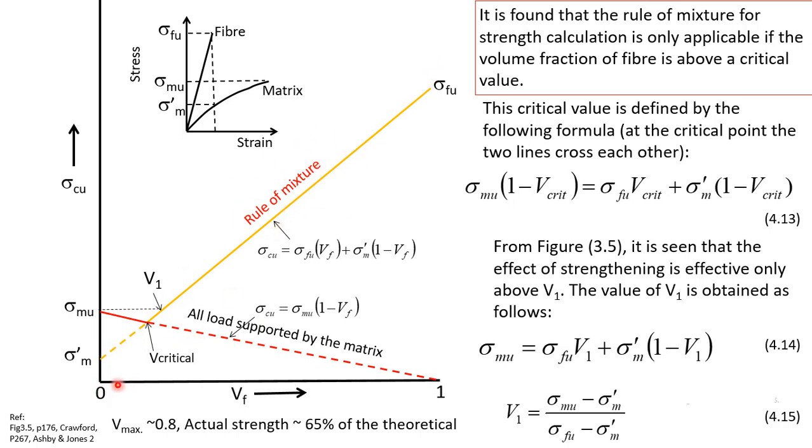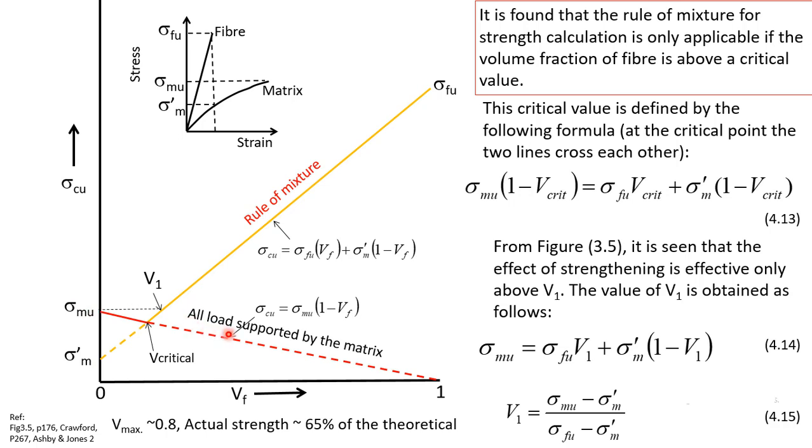Now, when the volume fraction of fiber is 0 or very close to 0, the rule of mixture predicts the strength of the composite as sigma m dash. But we know that for 0 volume fraction of fiber, that means 100% matrix, the strength of the matrix is higher, sigma mu, which is the ultimate tensile strength of the matrix. That means for a lower percentage of fiber, close to 0, the composite has lower strength than the pure matrix.